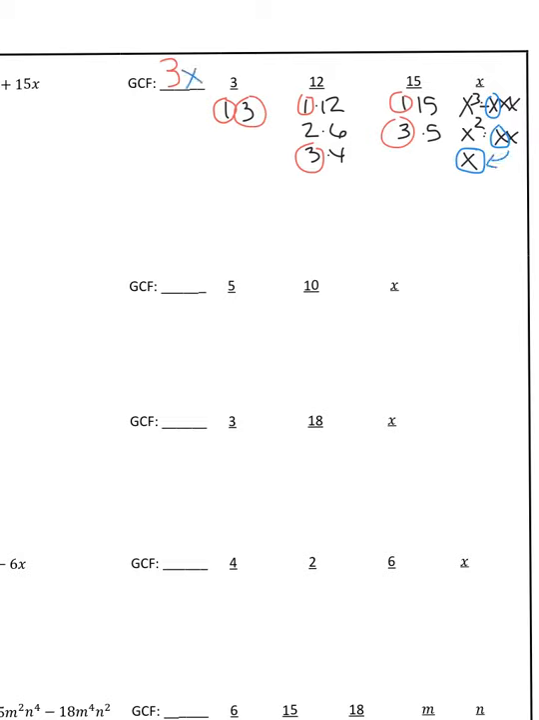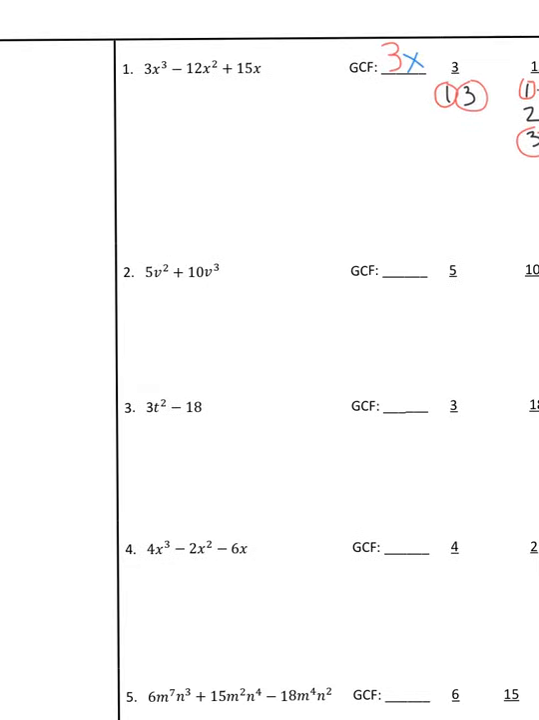X is the common factor for 3x cubed, x squared, and x. So let's go back over to the polynomial here. And now we're going to actually factor out this 3x. So we're going to divide all 3 terms. Remember, it has to be able to divide out of all the terms. And we're going to divide out a 3x from all 3 of those terms.